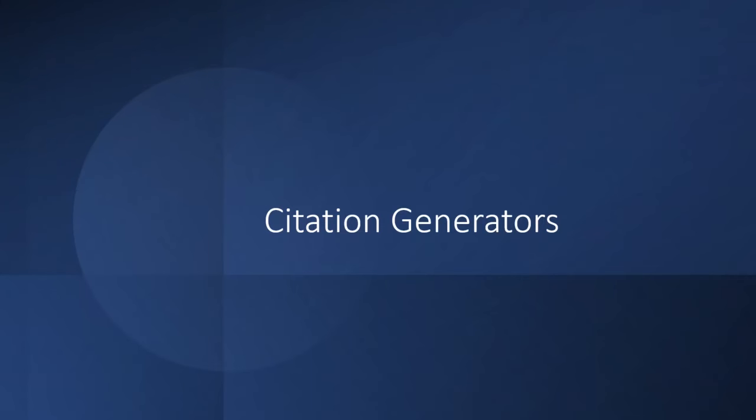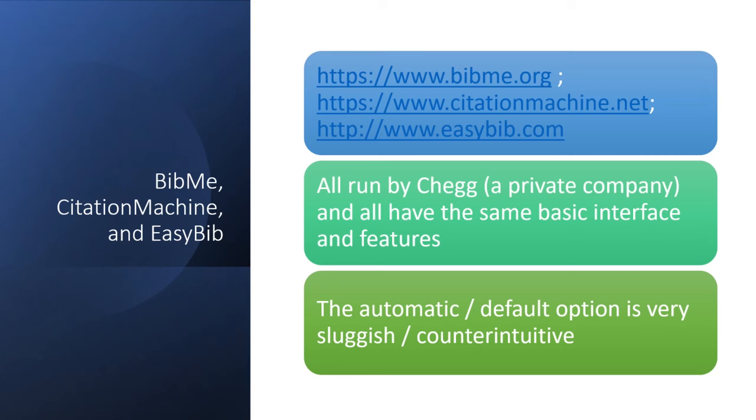So first, citation generators. We're going to go through the major citation generators available today and some of the pros and cons. Three of the most popular or easiest to find are BibMe, Citation Machine, and EasyBib. All of these are located at these various URLs up here. They are all run by a private company called Chegg, and they have essentially the same interface and features.